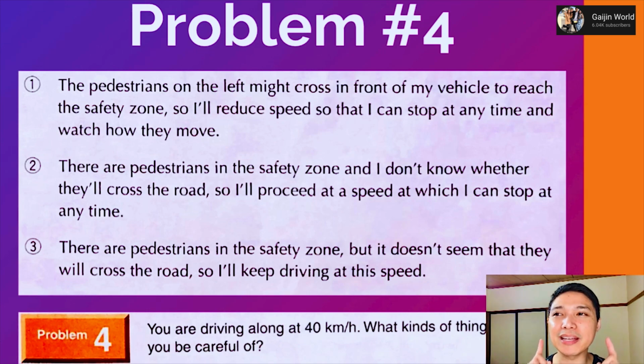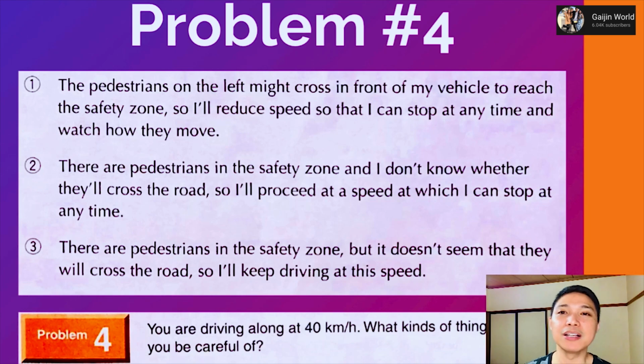Okay, so let's proceed in number 2. Okay, for number 2, merong pedestrian sa safety zone. So hindi alam nung driver kung tatawid ba ito o hindi. Kaya sabi niya dyan, he will proceed at a speed which he can stop at any time. So ang sagot sa number 2 ay true. So for number 3 ay nag-assume yung driver na hindi naman sila tatawid, yung mga pedestrian. Kaya sabi niya dyan, he will keep driving at that speed 40 kilometers per hour, which is false. So ang sagot natin for 1 is true, number 2 is true, and number 3 is false.